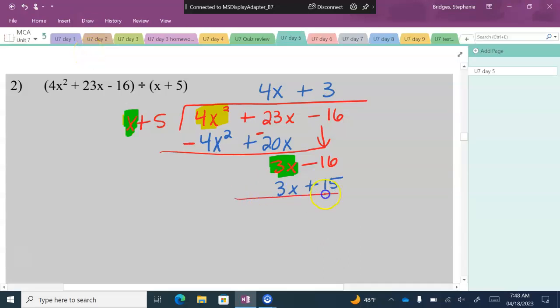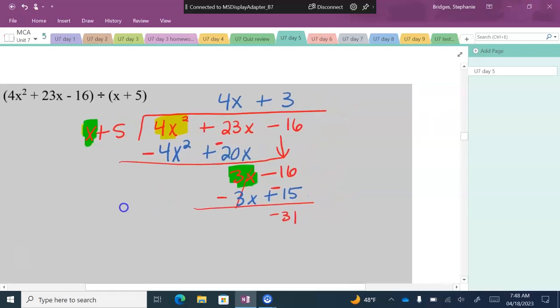We're going to draw the line and change every sign. My 3x's are going to cancel. What does negative 16 and negative 15 give me? Negative 31. So this time I do have a remainder. Is everybody okay so far?